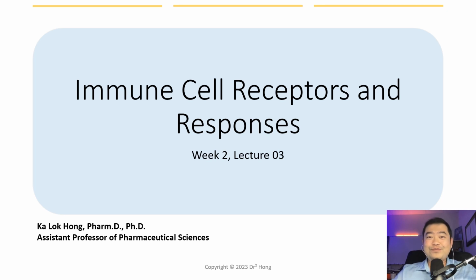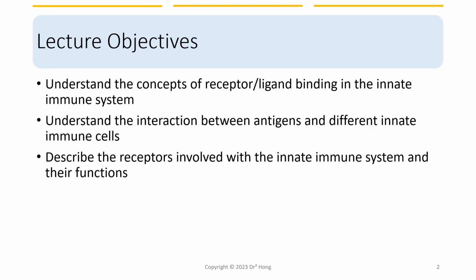So let's get started. Here are the lecture objectives. We're going to look very briefly at the concepts of receptor and ligand binding in the innate system, look at interactions between antigens and different innate immune cells, and also describe the receptors involved in those functions and responses.